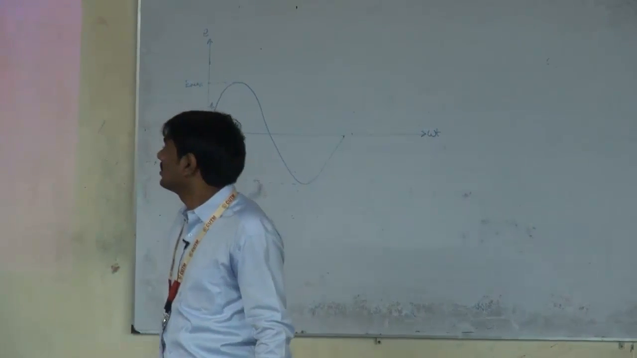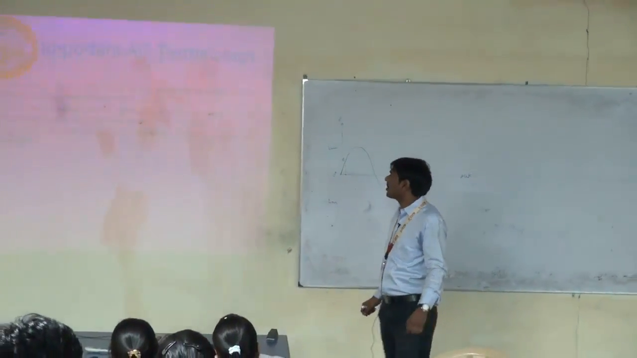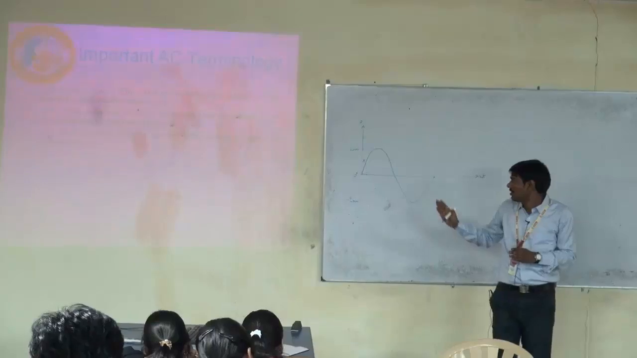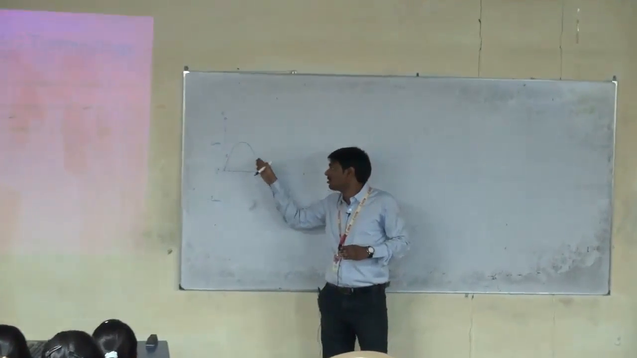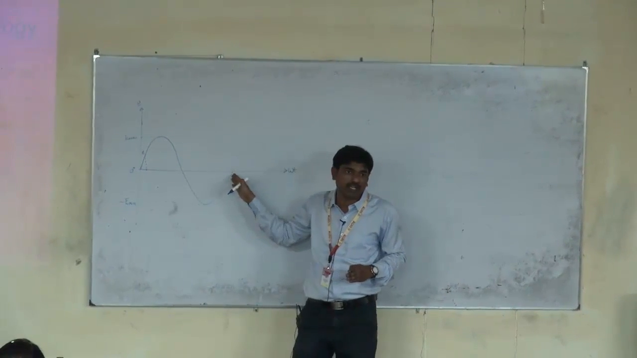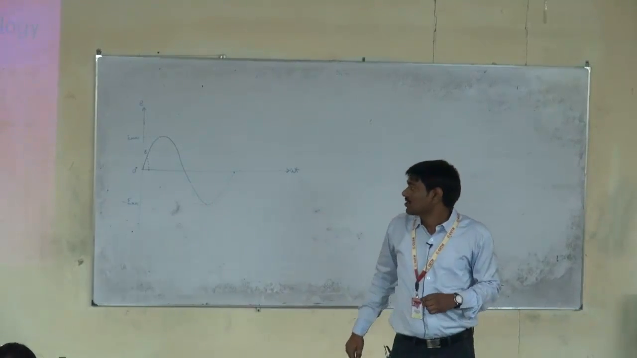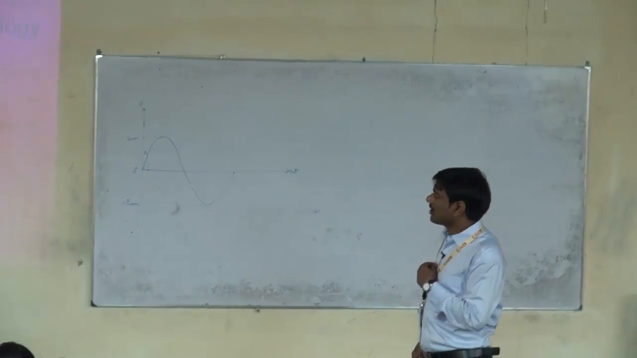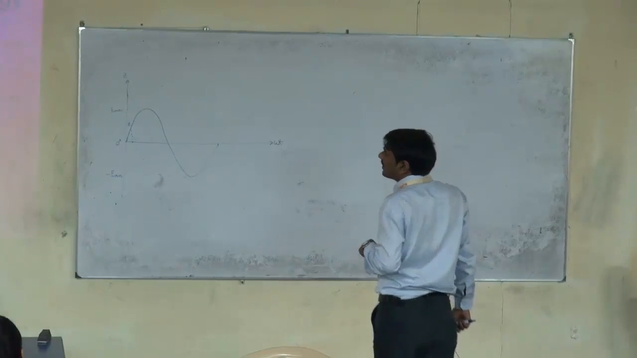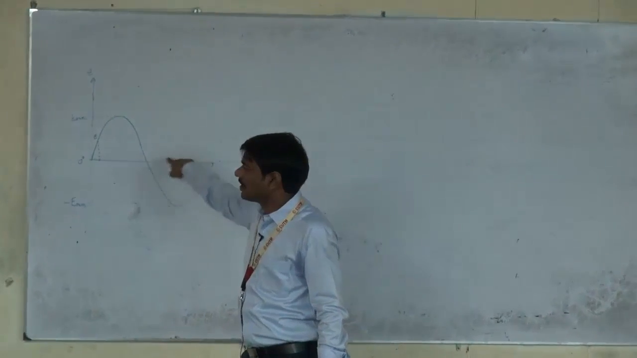The next one is alternation. Alternation is nothing but one half cycle of an alternating quantity. This may be a positive half cycle or negative half cycle. So from 0 to 180 degrees, this is called one alternation, which is positive. Or from 180 degrees to 360 degrees, this is another alternation, but it is negative. So one half cycle of an alternating quantity is called an alternation. Alternation may be a positive one or negative one. So if it is from 0 to 180 degrees, it is a positive value. From 180 degrees to 360 degrees, it is negative.